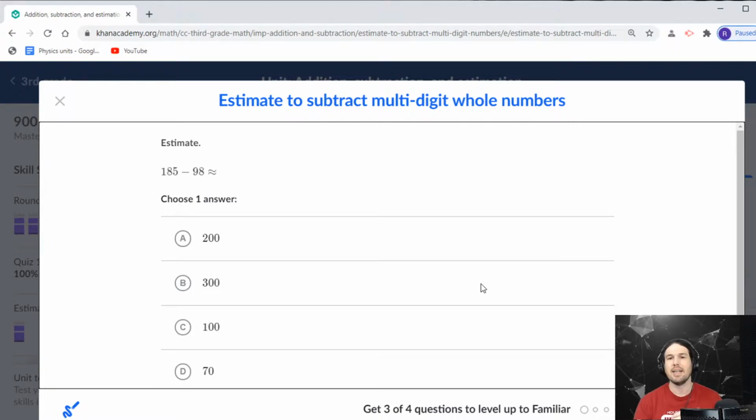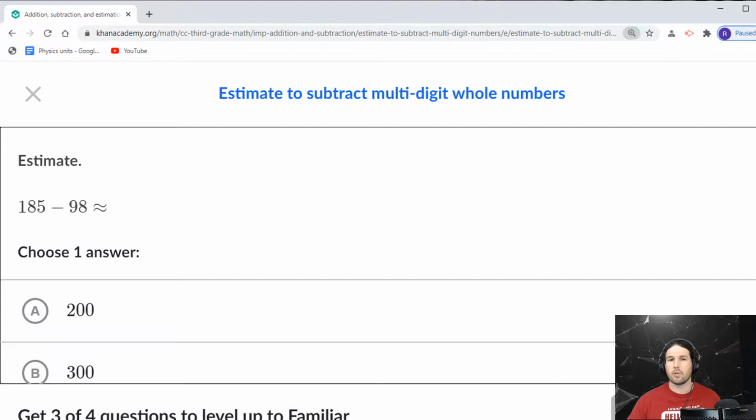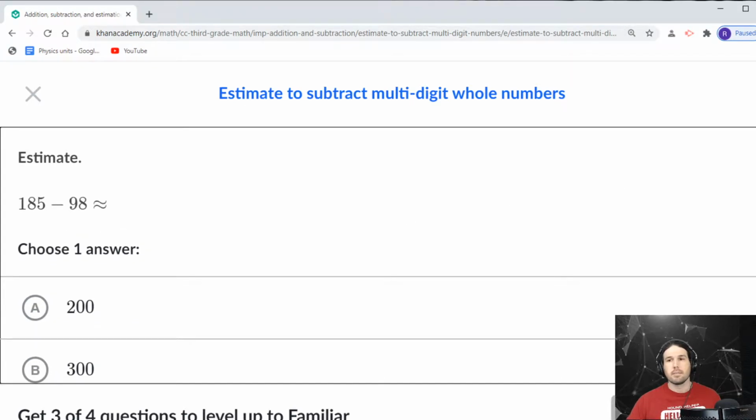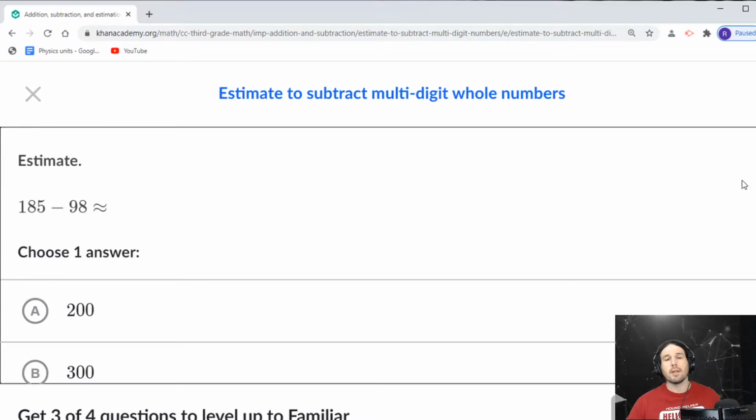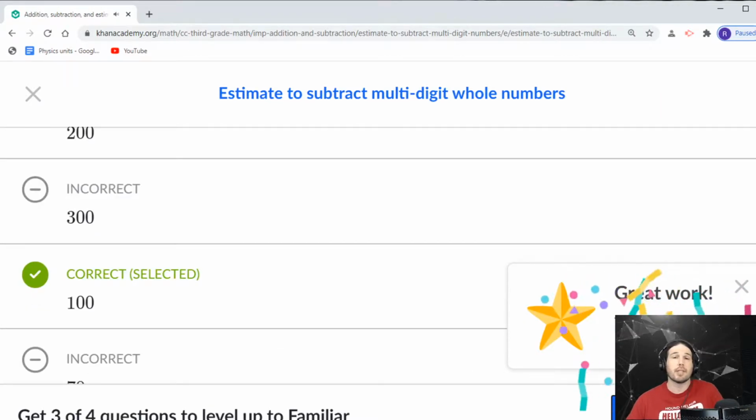185 minus 98. So again, when I see 185, I round to either 190 or 200. Let's say 190. Let's zoom in so it's easier to see. And 98, I suppose, is very, very close to 100. So in my mind, that's 190 minus 100, which should be about 90. That's where my mind goes. So I said 190 minus, so that means it's either 100 or 70. 100 is the closer of the two, so I choose that one.